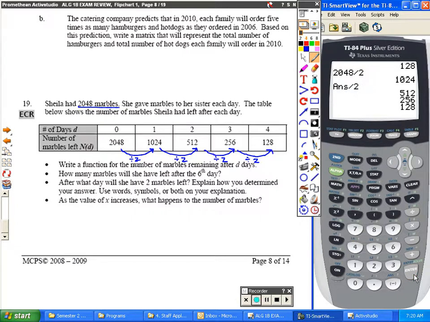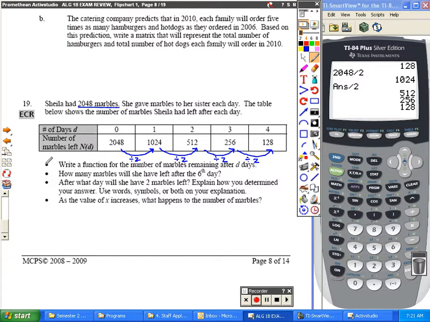Okay, so I need to write a function for the number of marbles remaining. Because this is a multiply or divide pattern, we call this an exponential function. So you have two ways of doing this. You can do this if you remember the form of the equation, just by looking at the table. If you don't, you can actually ask your calculator to do it. I'll do it both ways.